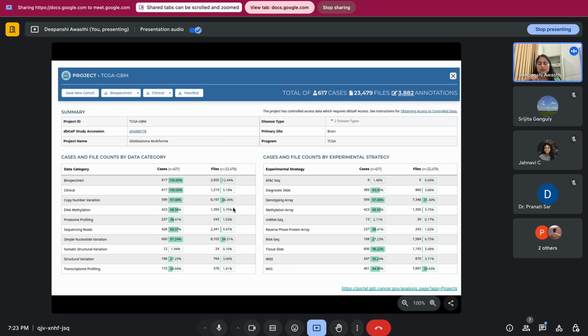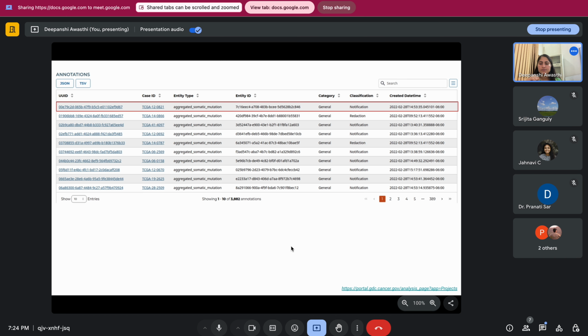In this way, there are multiple data categories. You can go through them. Whatever category you want to explore, you can explore any one of them. Similarly, on the right side, they tell you which technique is being used. In ATAC-Seq, there are 9 cases, and diagnostic slide 389. Similarly, you can go through them, such as RNA-seq, etc.